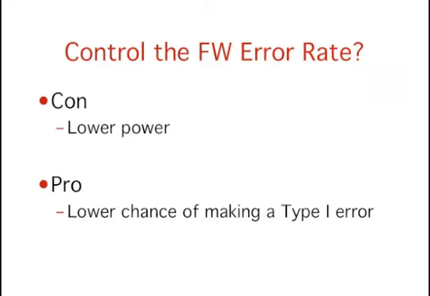That is, the power is lower when you control the family-wise error rate. The advantage of controlling the family-wise error rate is that you have a lower chance of making a type 1 error.